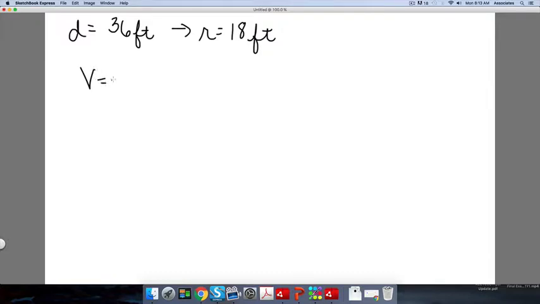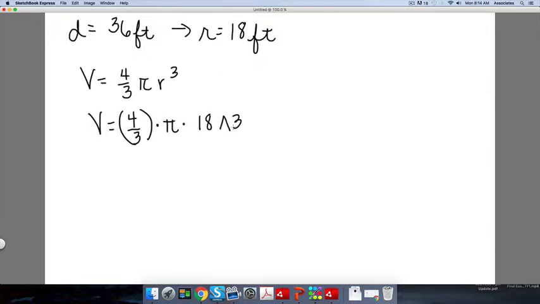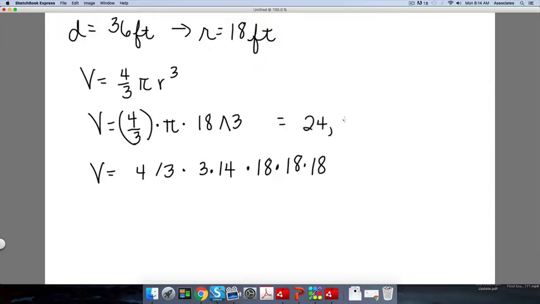So again, go to your formula, volume equals 4/3 pi r cubed. So I'm going to punch in my calculator, 4/3, 4 divided by 3, times pi, times 18 raised to the third power. Again, if you don't have one of those calculators that have parentheses and the up caret or the up arrow key, you could put in 4 divided by 3 times 3.14 times 18, times 18, times 18. I got an answer of 24,429.02, and the answer will be in cubic feet.